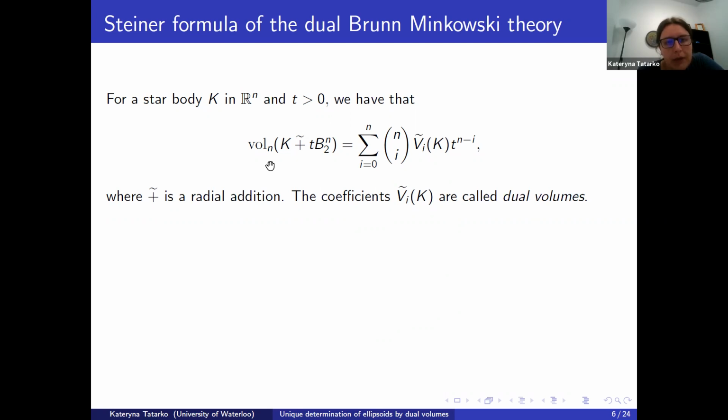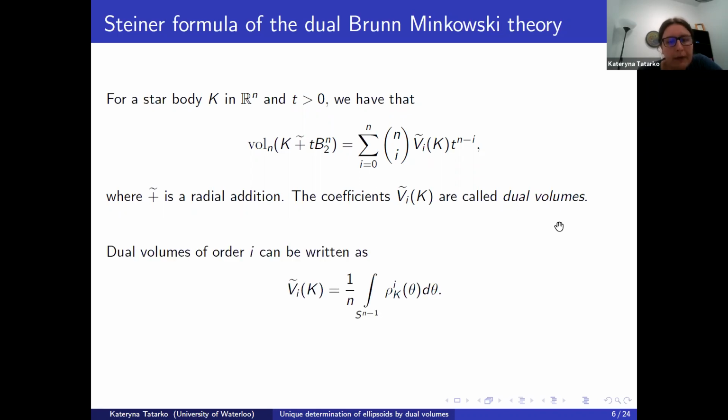So the dual Steiner formula says that the volume of this radial sum of body K and the scaled ball is, again, a polynomial in the parameter t. The coefficients that arise in this polynomial are now called dual volumes. The nice thing about dual volumes is that they have a nice integral representation: they can be written as integrals over the sphere of powers of the radial function. It's worth noting that both intrinsic volumes and dual volumes are invariant under orthogonal transformations, but intrinsic volumes are also invariant under translations, while dual volumes depend on the choice of the origin.